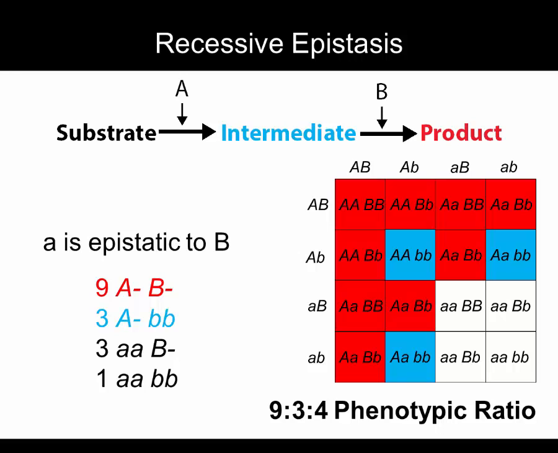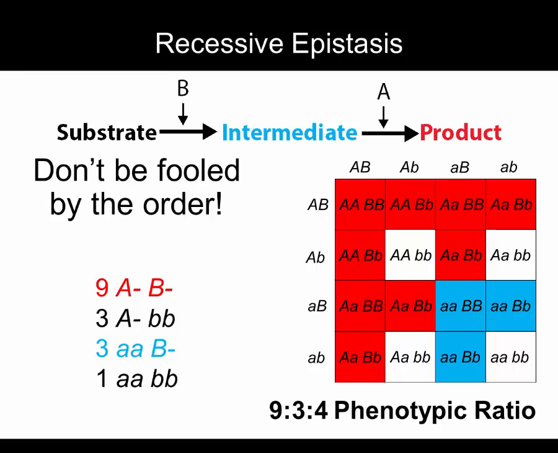The flower will be white whether there's a functional B allele or not. B does not mask A in the same way. Plants homozygous recessive for A are always different from homozygous dominant ones and heterozygotes. Don't be fooled by the order of the genes. Here's a slightly altered situation where B comes before A in the pathway. The Punnett square looks a little different, but you still see the 9:3:4 ratio. This is still recessive epistasis, but now it's B that's epistatic to A.